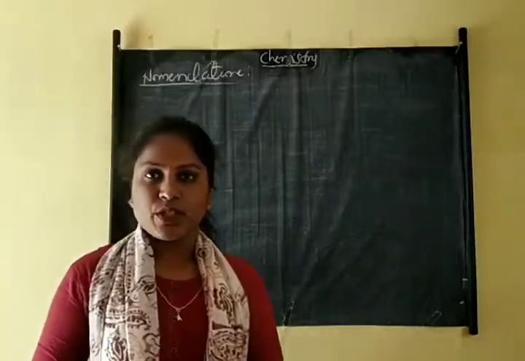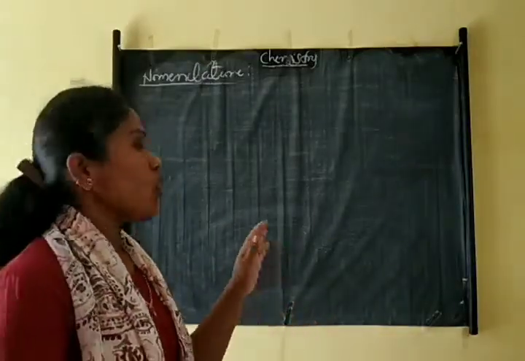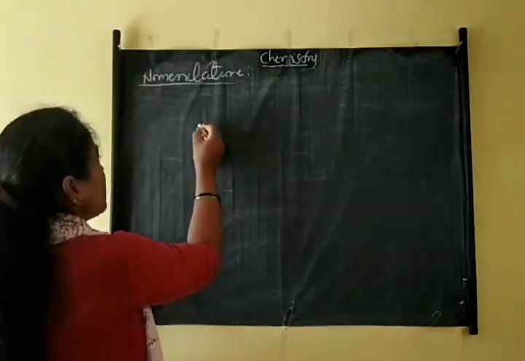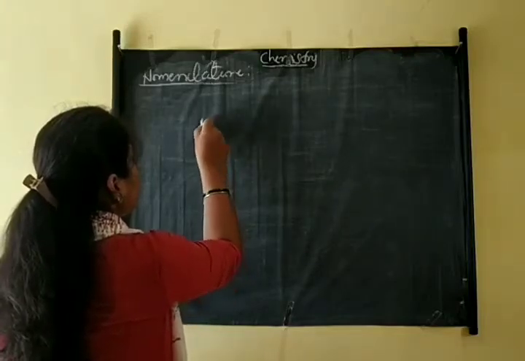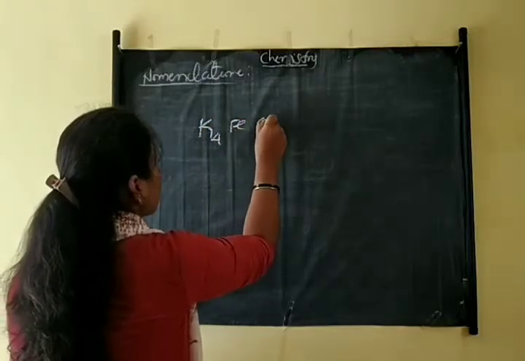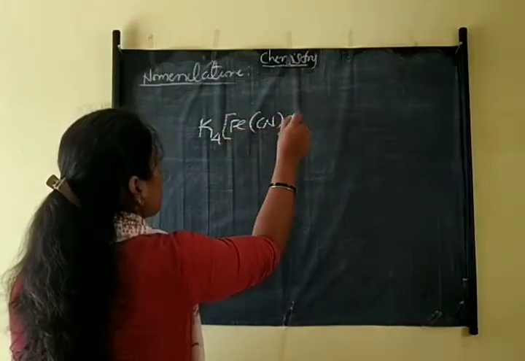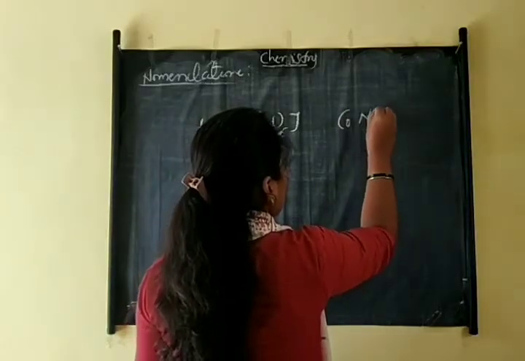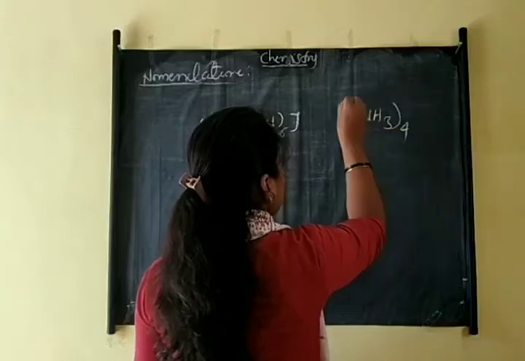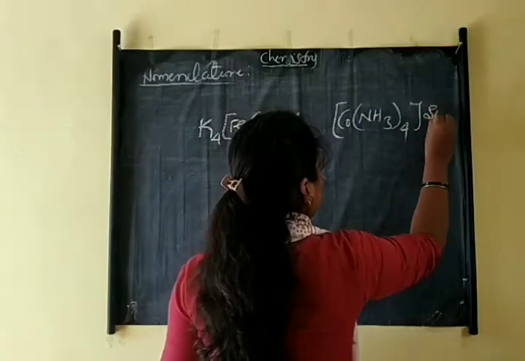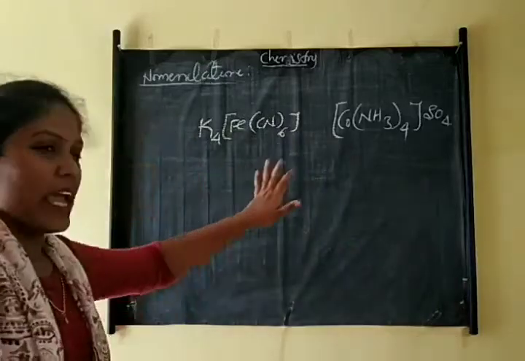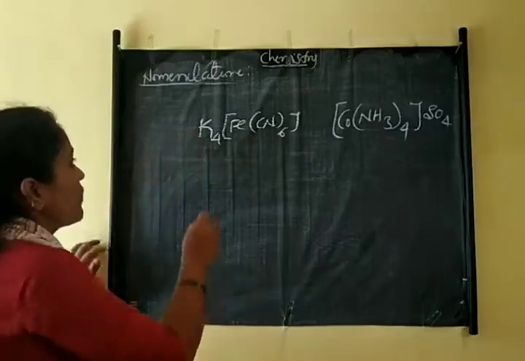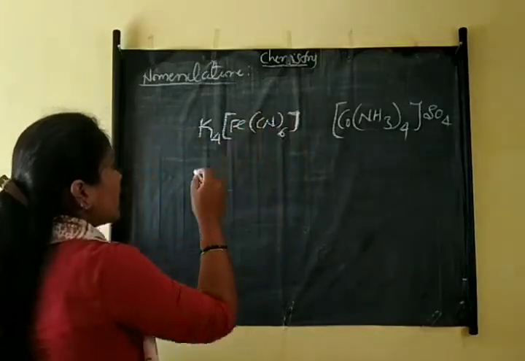And then next you have to know the naming of coordination compounds. Before the naming of coordination compounds, I will give some basic information about coordination compounds. So here you can consider two examples of coordination compounds. These two are the examples for coordination compounds. Here K4 is a cation, so we call it a cation.